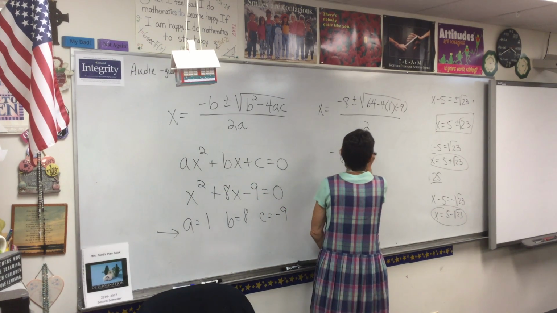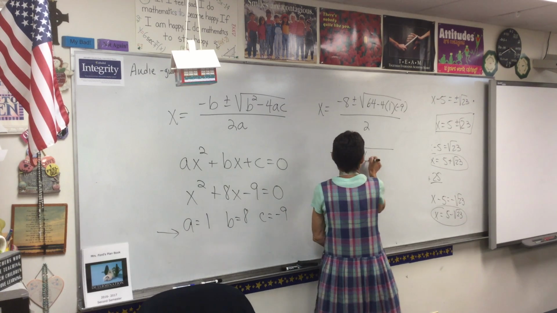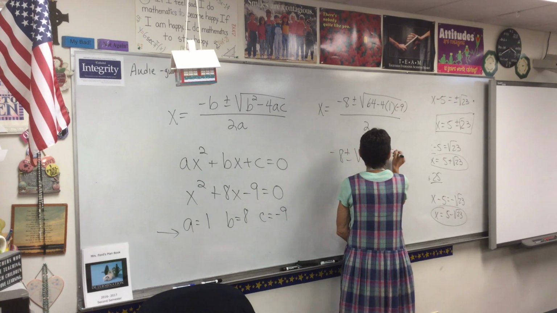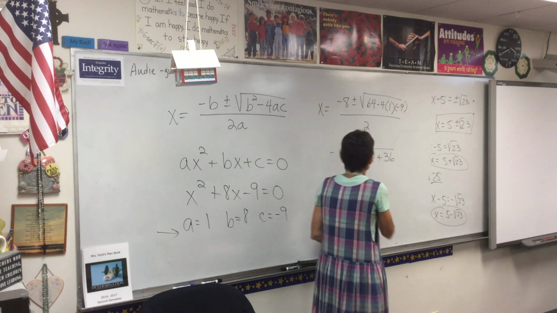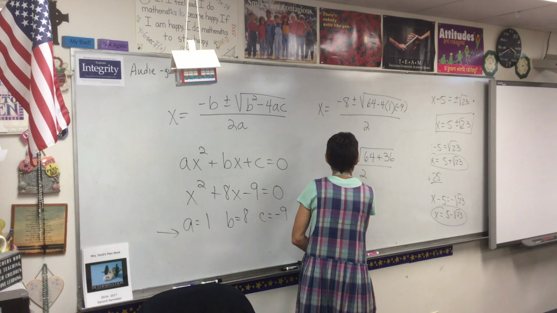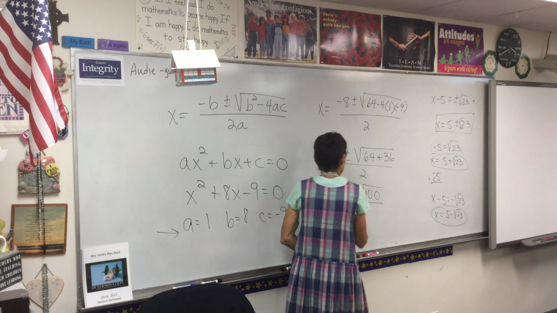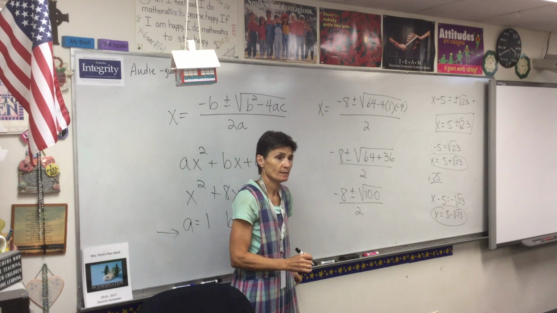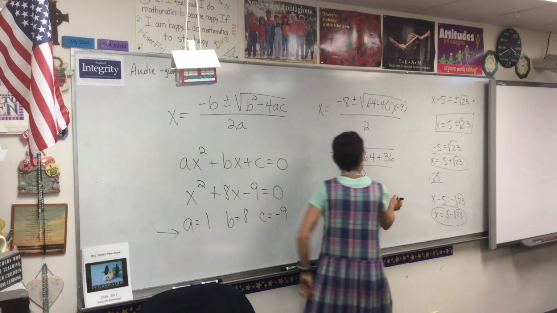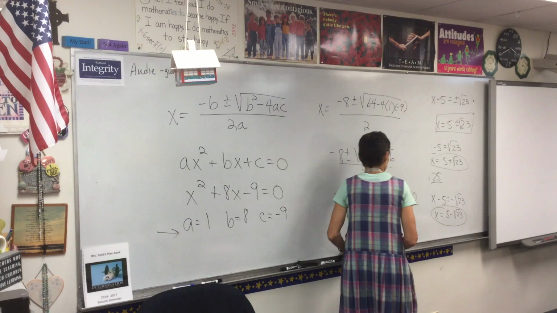Negative 8 plus or minus the square root of 64 plus 36. That's going to be 64 plus 36, right? Everybody catch the double negative? Which is 100. So negative 8 plus or minus the square root of 100. Oh, and the good news is the square root of 100 is 10. So negative 8 plus or minus 10.